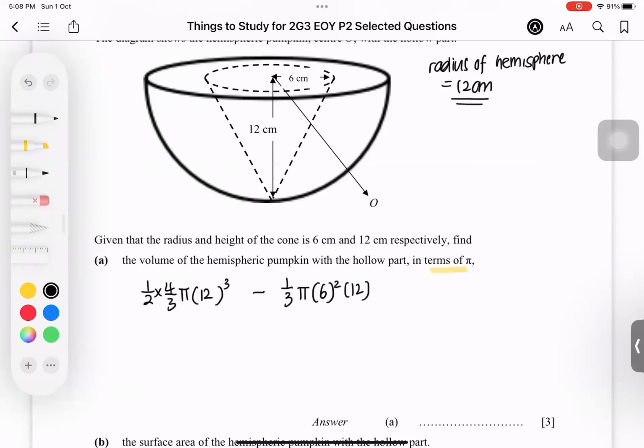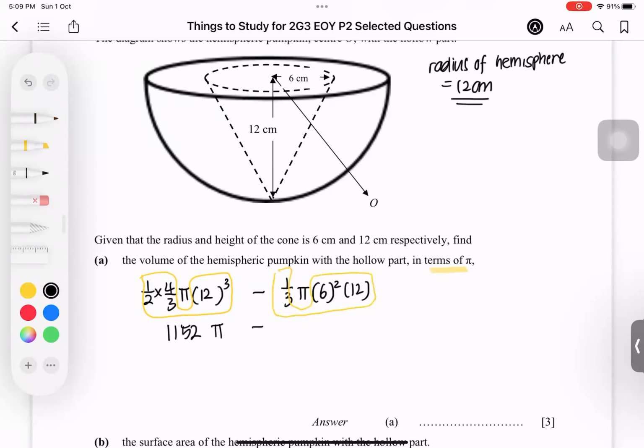Now I want to calculate everything in terms of pi, so I need to calculate all these numbers and leave out pi. Calculating all these numbers and leaving out pi. Let's see how many apple pie this will be. 1/4 times 4 over 3 times 12 to the power of 3. That gives me 1152 units of pi, minus 1/3 of the whole thing over here.